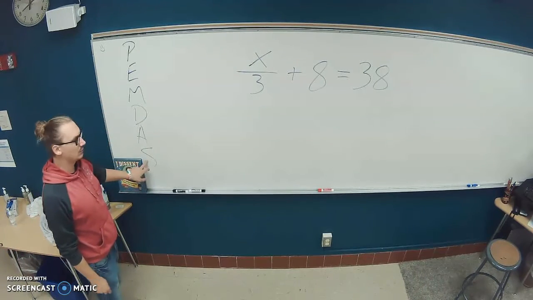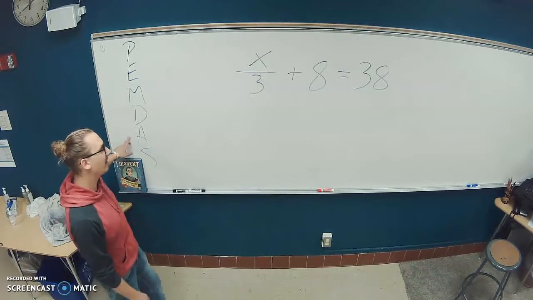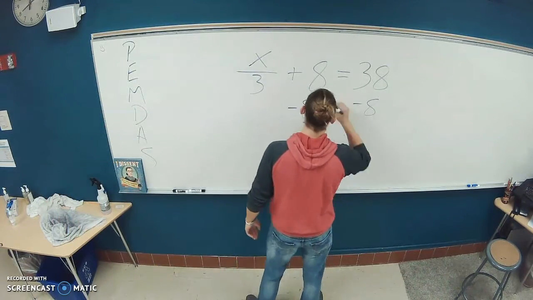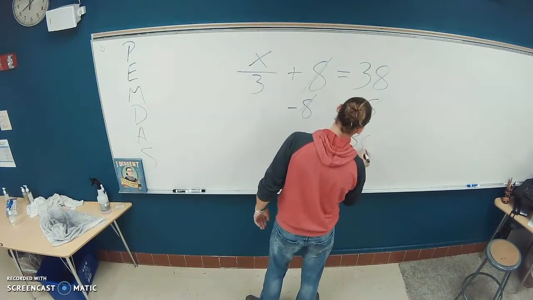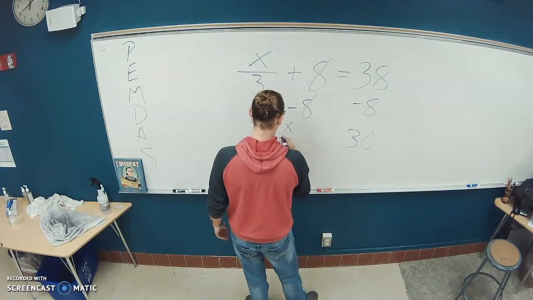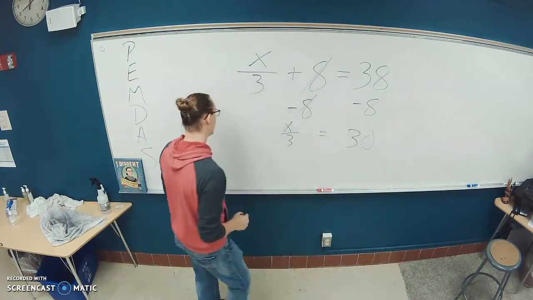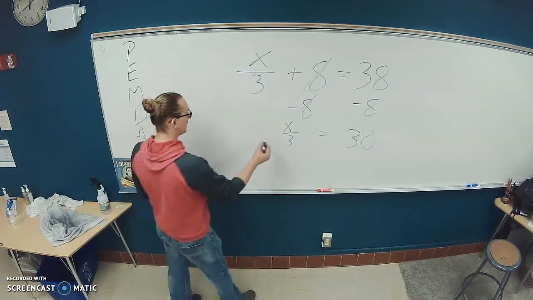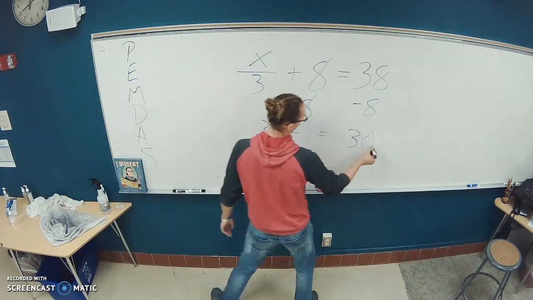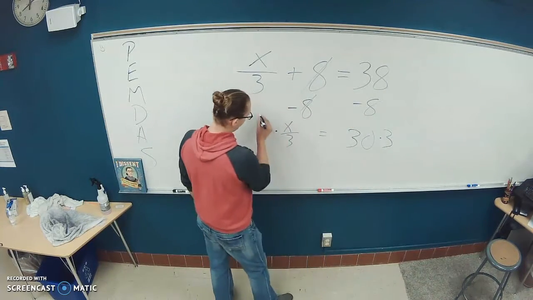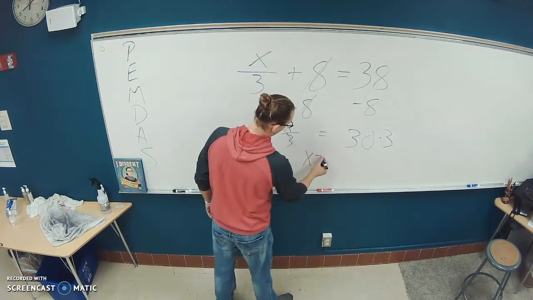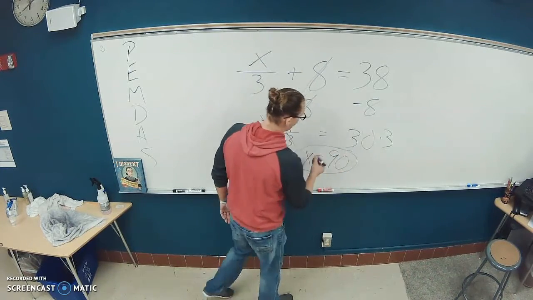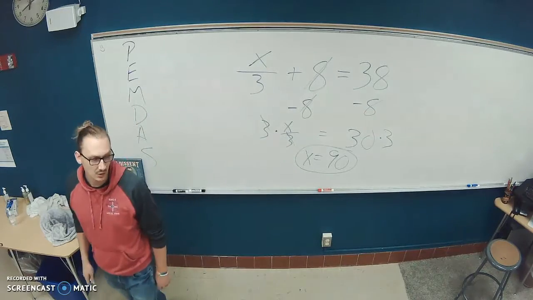Do I have any subtraction? No. I do have some addition, so let's get rid of that. I'm going to subtract 8 from both sides. I'll be left with 30 over here. 38 minus 8 is 30. x divided by 3 equals 30. Working our way back up. I have some division. The way you undo division is you multiply both sides by 3. 3 divided by 3 will cancel, and x will equal 30 times 3, which is 90. So that's what we're shooting for today.